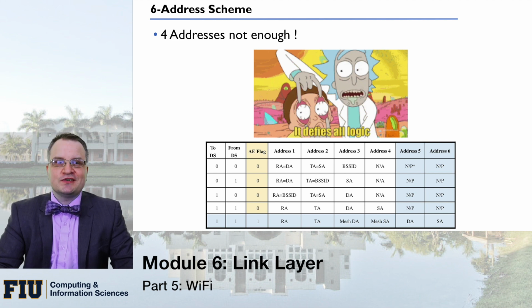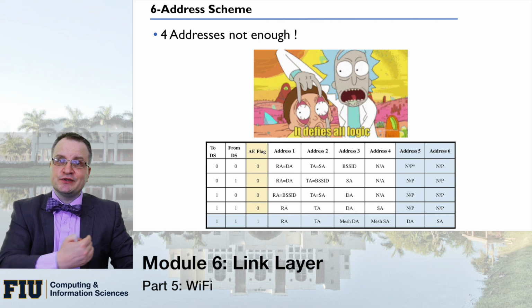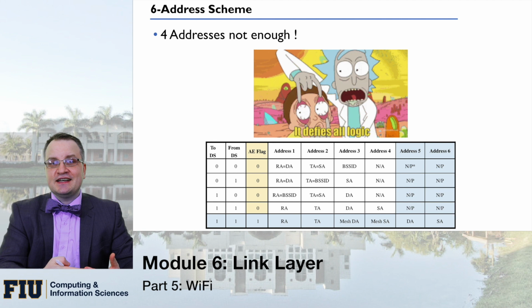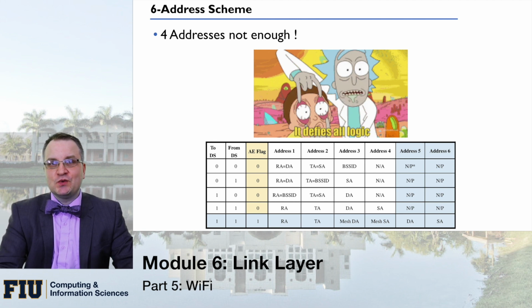I'm not going to go over examples. I just want to highlight that 4 addresses are not enough for Wi-Fi mesh, because sometimes you need to identify not just the transmitter and receiver in the immediate segment, but also the original source, the original destination, the basic service set that you're communicating with, and potentially some form of proxy where your frame needs to go in order to be delivered. And if somebody wants to give me an additional description of how exactly Wi-Fi mesh operates, I will be willing to give extra credit for this.